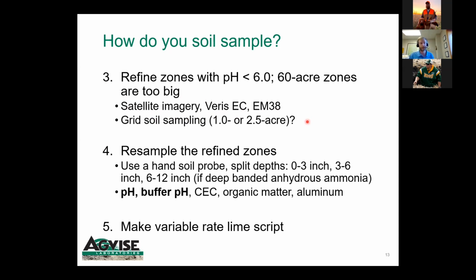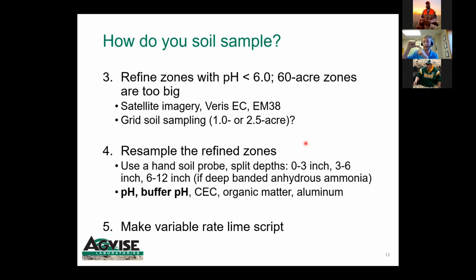What about grid soil sampling at 1 or 2.5 acre grids? Thinking about the cost of lime, this is actually a valid thing to explore because the cost is so high. Grid soil sampling actually is going to pay in this case. Then once we have redefined our zones, we've got to resample them to figure out exactly how low the pH is within it. And I recommend using a hand probe because we're going to be splitting depths. Because we have the stratification problem, we are going to be testing the 0 to 3 inch and then the 3 to 6 inch depth.